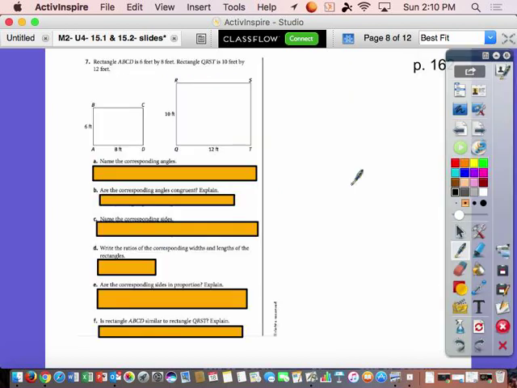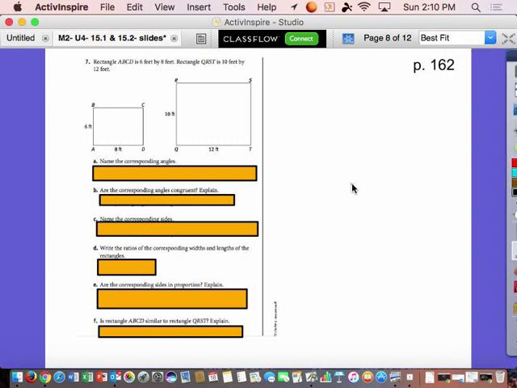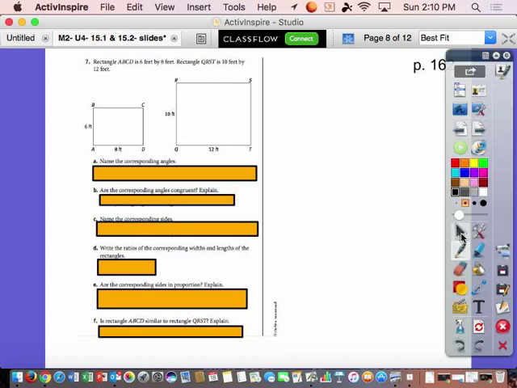All right, flip over to page 162. Let's do a few samples. I think that'll help you get it the easiest. It says rectangle ABCD, this rectangle right here, is 6 feet by 8 feet. Rectangle QRST is 10 feet by 12 feet. Go ahead, after when I say go, click pause and answer these 6 questions in your book. It'll only take a couple seconds, but really quick. Click pause. No, click pause. Click pause now. Welcome back.